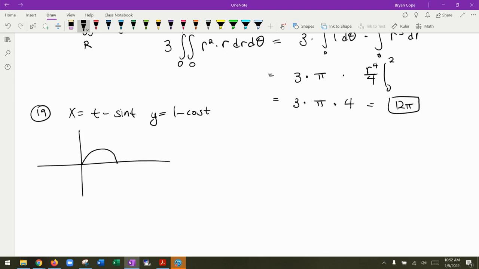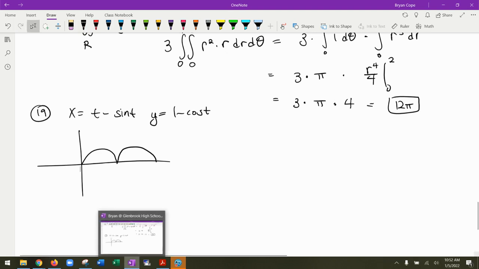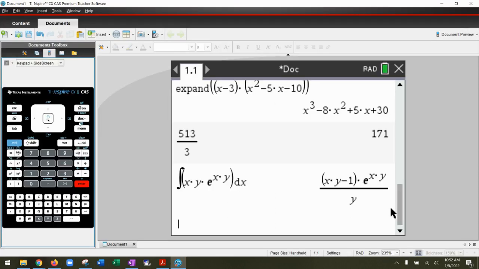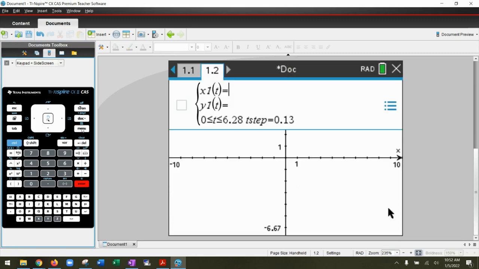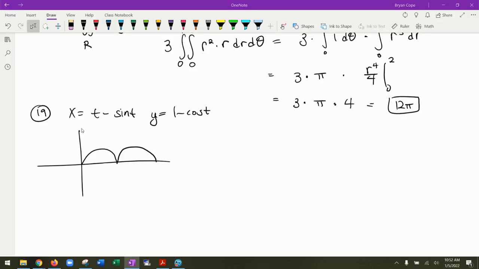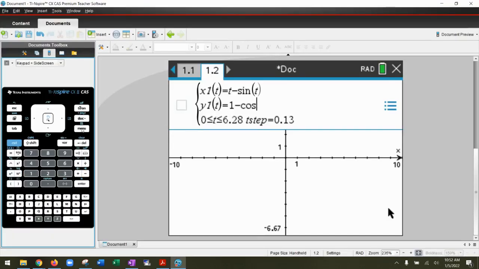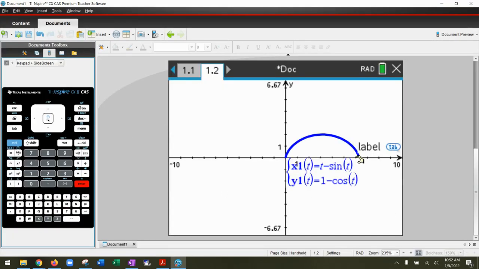Pretty sure this thing looks like this, but I'm going to just check that on Desmos real quick. Or actually, graphing calculator, since Desmos... Does it do parametric? I'm not sure. So t minus sine t and 1 minus cosine t. There's one arch, and that's probably from 0 to 2 pi.